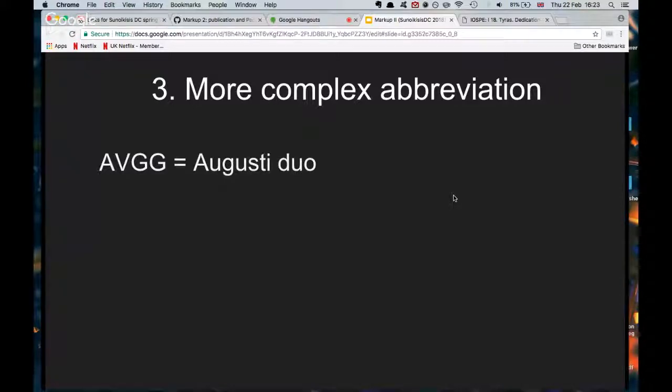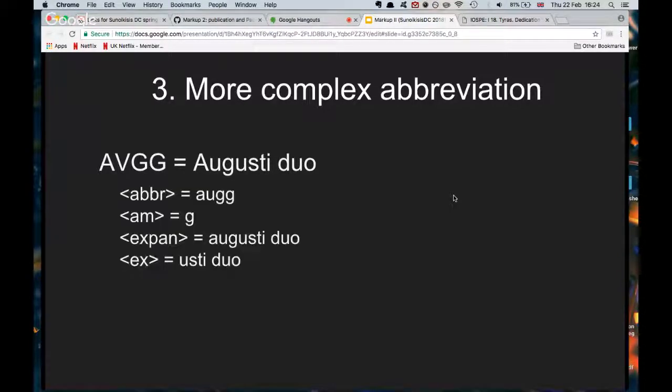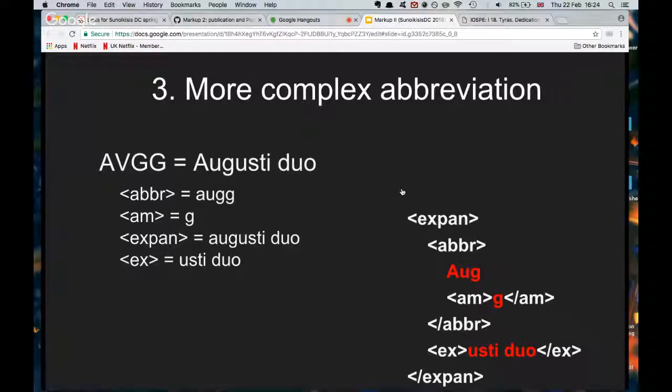If we have a more complex abbreviation, we need to add something extra to our markup. So going back to the emperors, we have AUGG, where the second G means we're talking about Augusti II rather than just one of them. So we already saw that for an abbreviation, we use the abbr, the expan, and the ex elements. Now, for something extra for the G that gives us the number of the Augusti, we need another element, am, meaning abbreviation marker. How do we encode that?